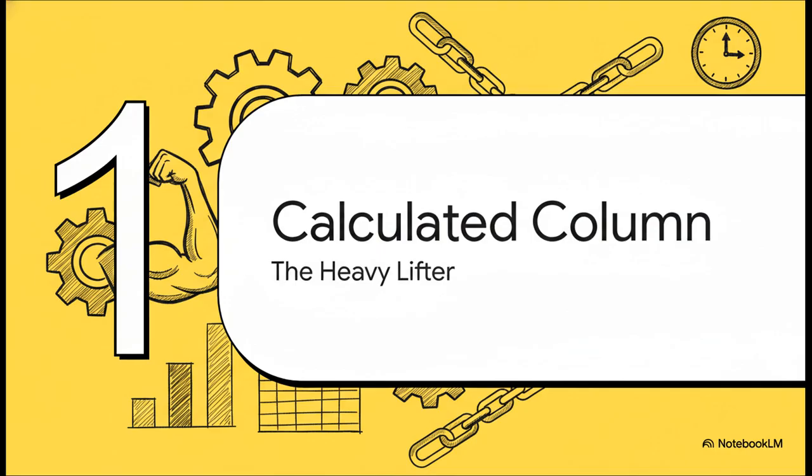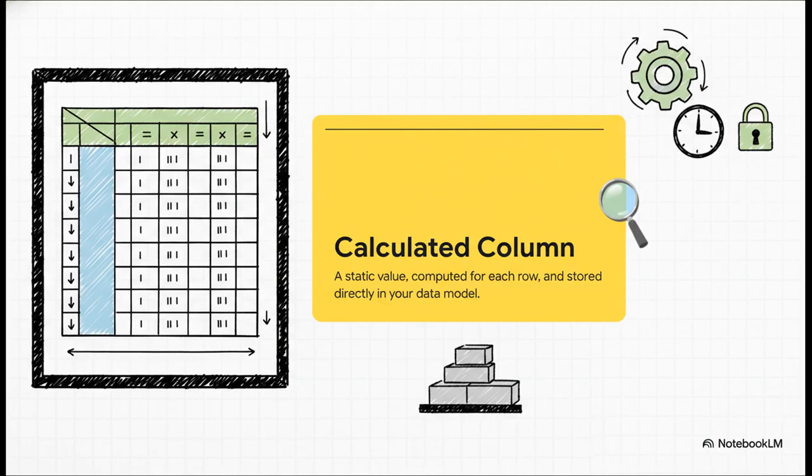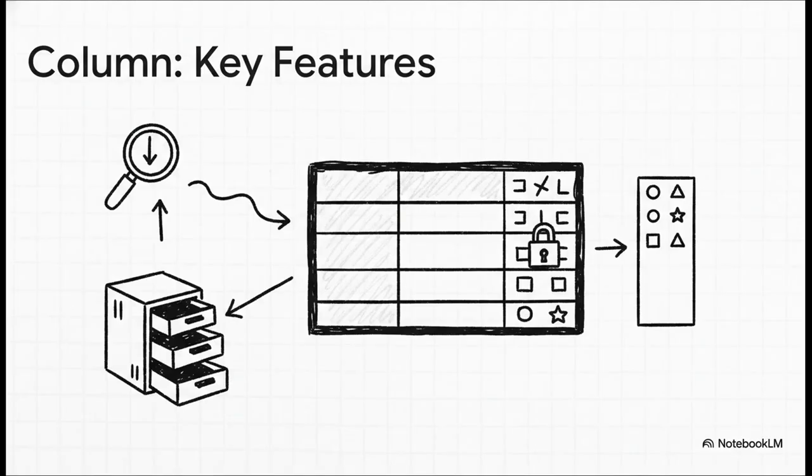I always think of this one as the heavy lifter. Why? Because it does all of its work up front, before you even start your analysis. So here's the crucial thing to wrap your head around. A calculated column physically adds a brand new column to your data table. The calculation runs one time for every single row when your data refreshes, and then that result is saved. It's stored right there in the model. It's totally static. Just think of it like a formula in a spreadsheet. It goes row by row by row, calculating a value for each one.